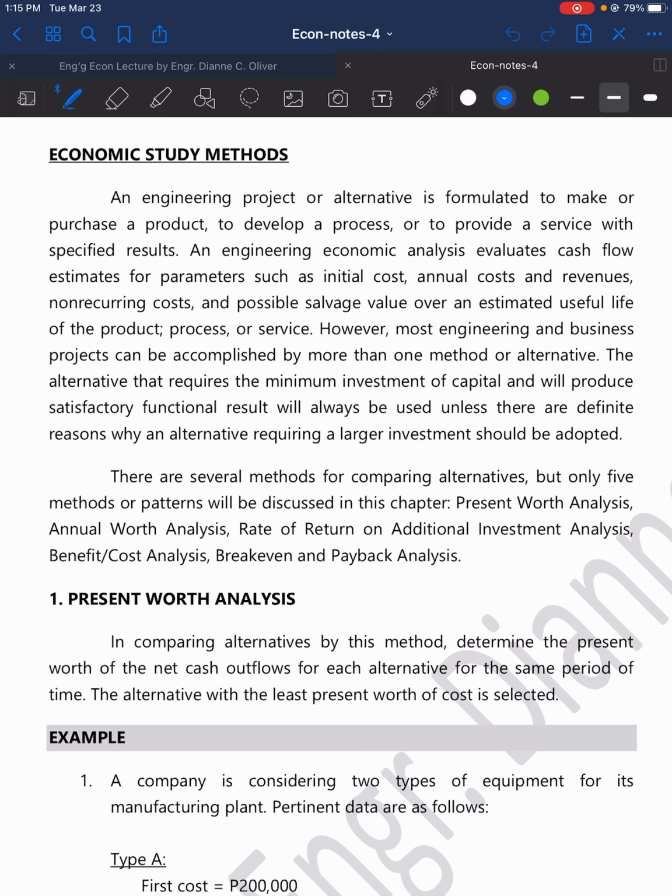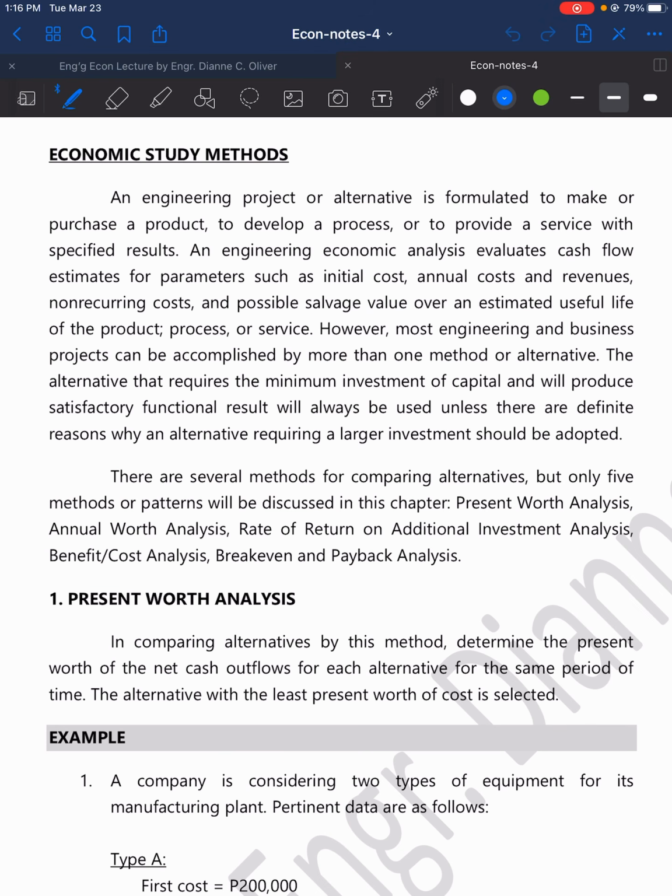However, most engineering and business projects can be accomplished by more than one method or alternative. The alternative that requires the minimum investment of capital and will produce satisfactory functional results will always be used unless there are definite reasons why an alternative requiring a larger investment should be adopted. There are several methods of comparing alternatives, but only 5 methods will be discussed in this chapter.